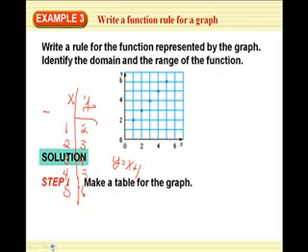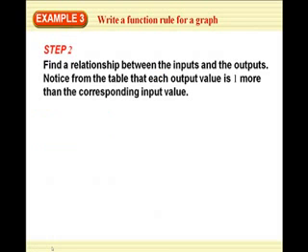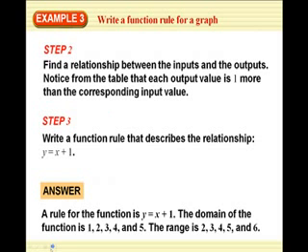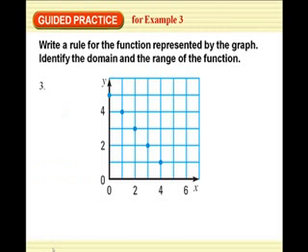Make a table, which we did, and that's what they did. Find the relationship. What do you do to one to get the other? Okay, and then there was the domain and the range. Okay, write the rule for the function represented by the graph. Identify the domain and the range. So same deal. I'm going to make myself a table.